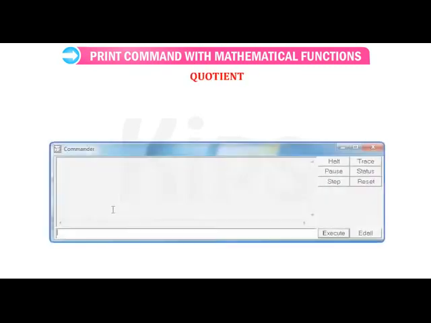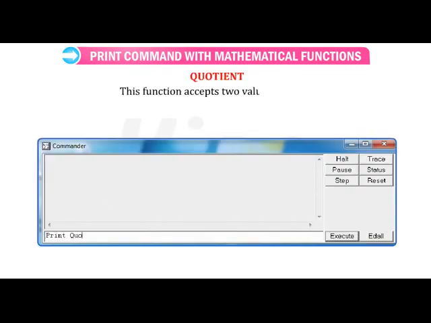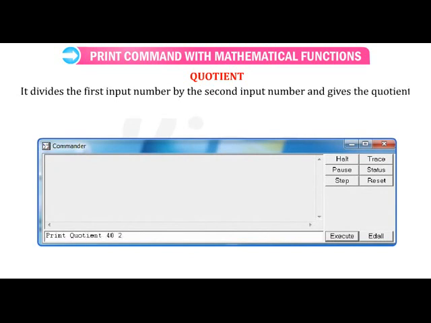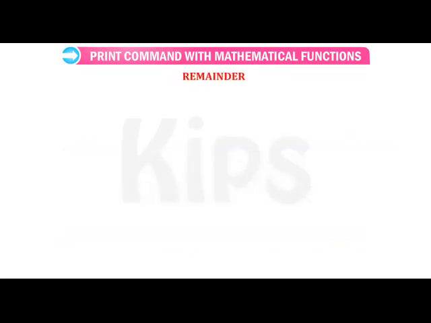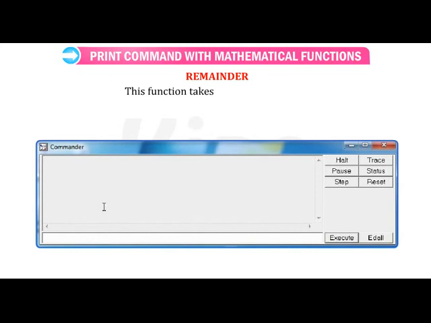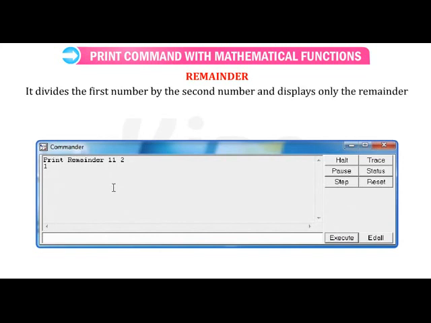Quotient. This function accepts two values as input. It divides the first input number by the second input number and gives the quotient. Remainder. This function takes two values as input. It divides the first number by second number and displays only the remainder on the screen.